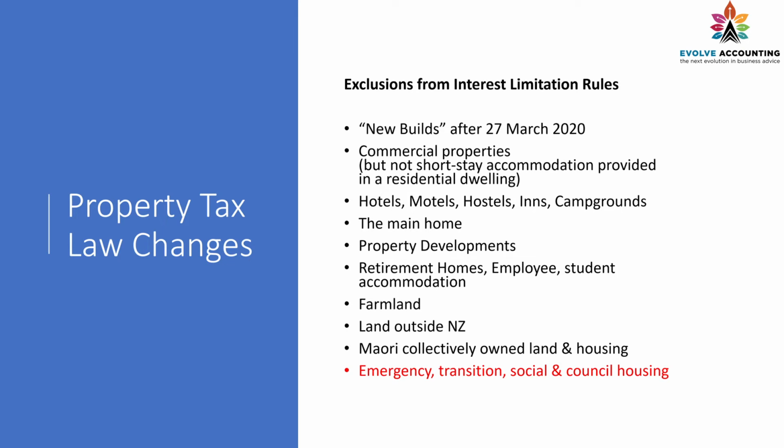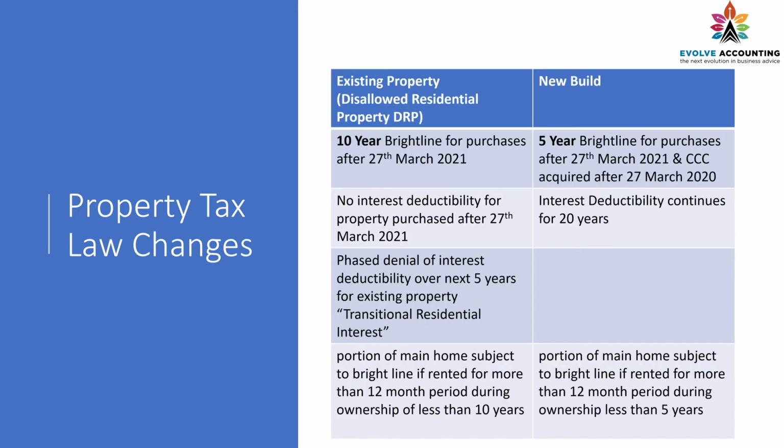Now I've put in red there emergency, transition, social and council housing, because what I have seen with these rules coming out is a lot of talk and people looking to now rent their properties out to Kainga Ora or other social housing providers to get around these interest limitation rules. So the existing dwelling, that rental property that they might have, is going to lose its interest deductions, and so what they're looking to do is now rent it out to social housing providers so that they can continue to claim that interest. Something to think about. Definitely pros and cons.